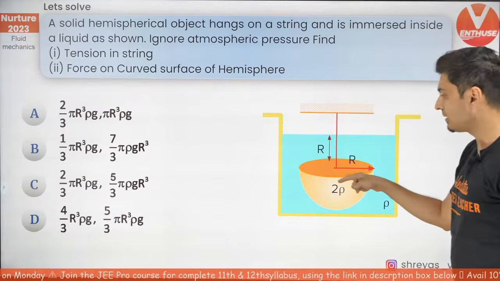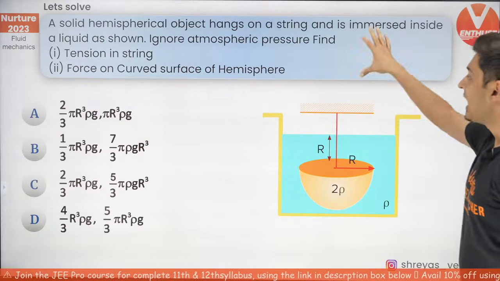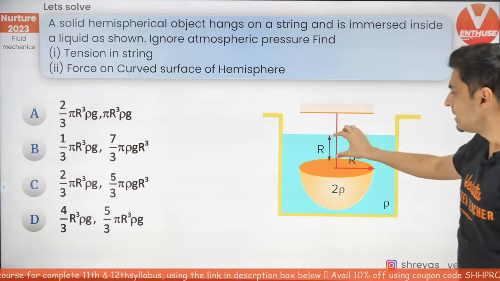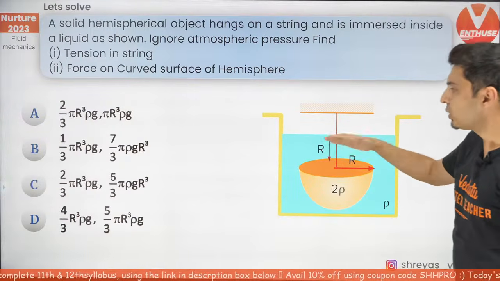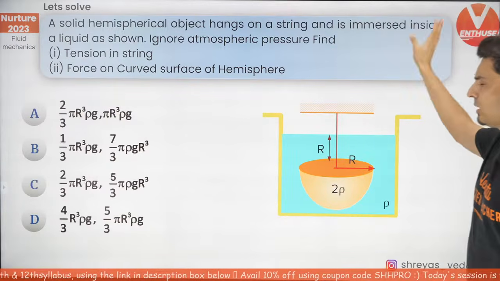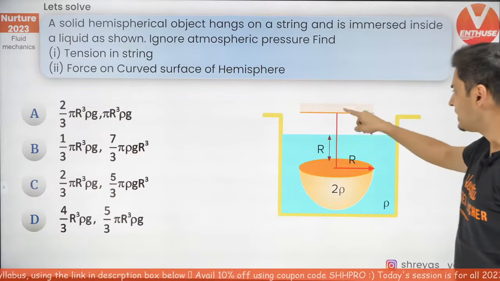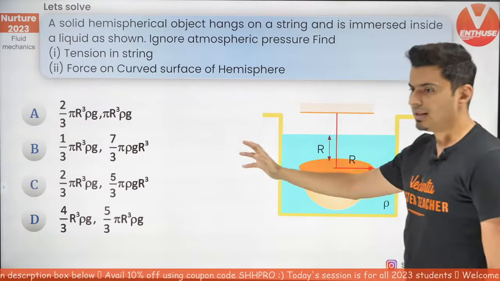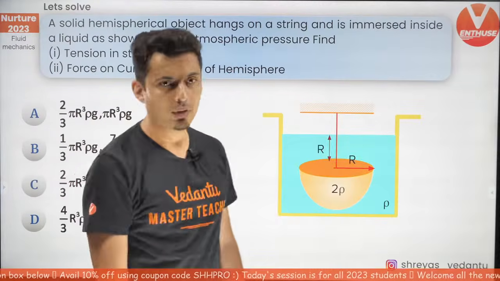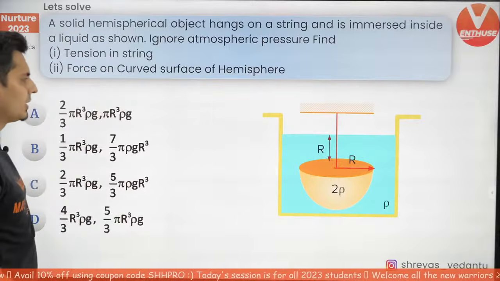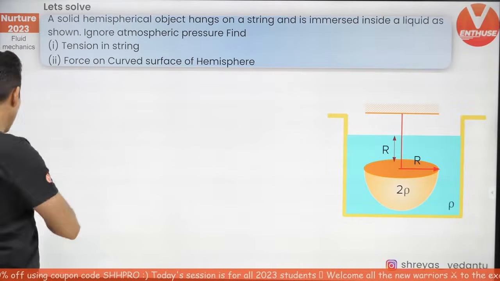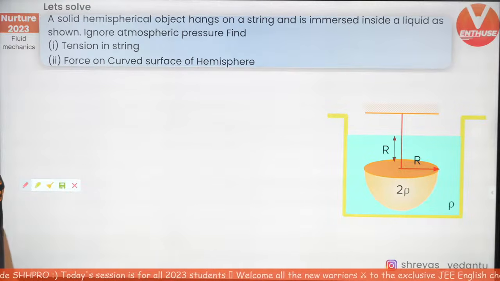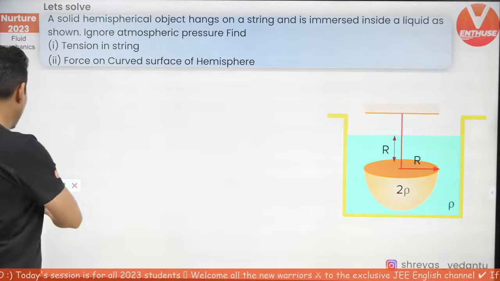There is a solid hemisphere which is hanging via a string. The flat base is facing up and it is at a depth r below the liquid. Ignore atmospheric pressure. Find the tension in the string. Find the force on the curved surface. There are some options given. Let's try to figure this out. Don't worry about these options. Let's just focus on solving the question, and then let's see whether our calculations are correct or wrong.